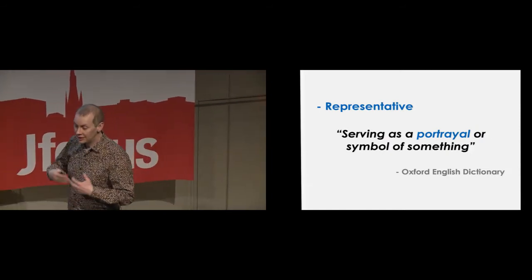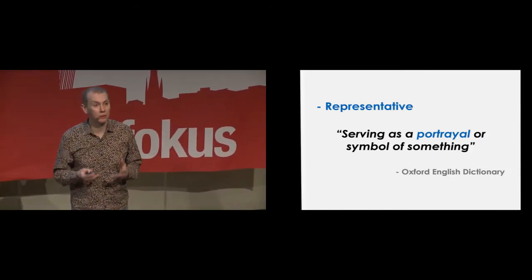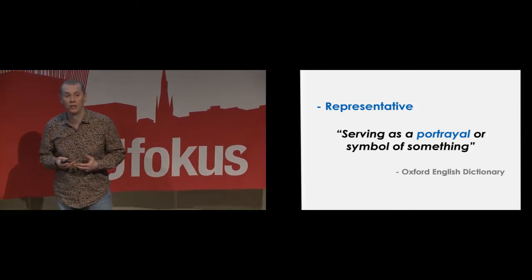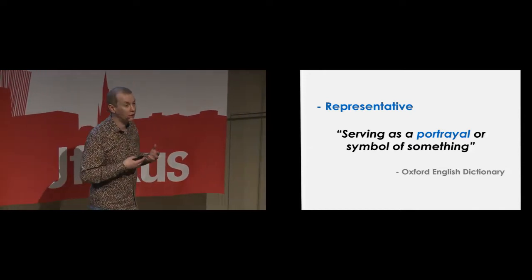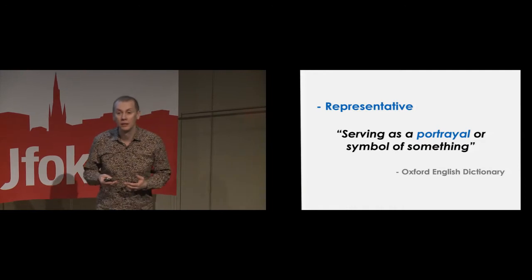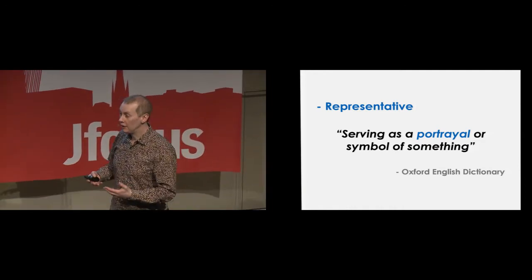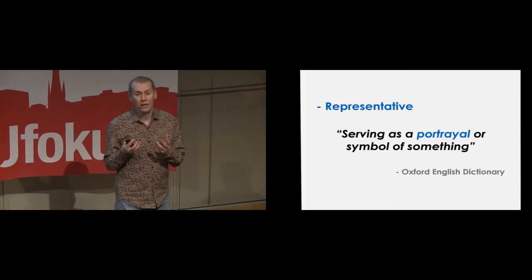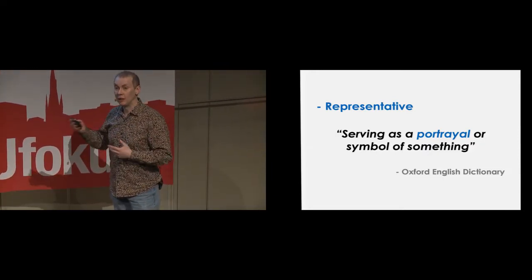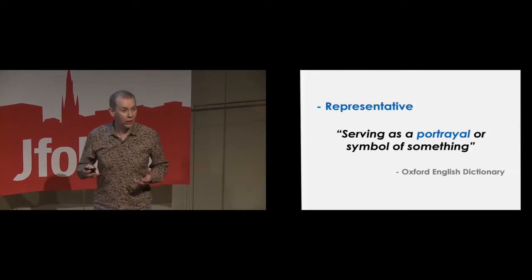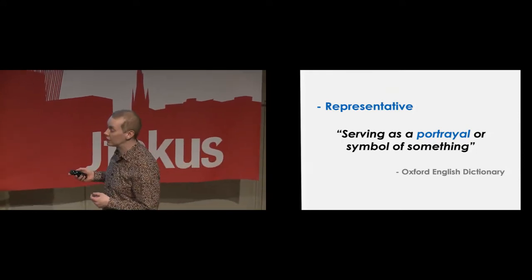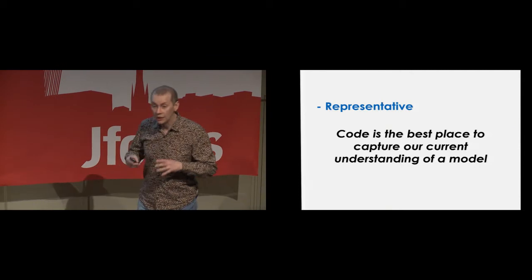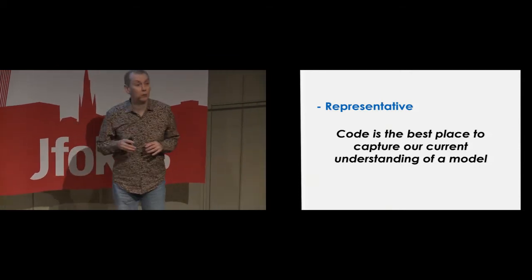Representative is serving as a portrayal of something, being an accurate representation. I love to think of code as the place where I capture my understanding. Yet, you read so much code and you see variable names and class names, and they don't make any sense in relating to reality. They're all sorts of weird things. It should be a good capture of what's going on. So this is the place where I like to capture my model.